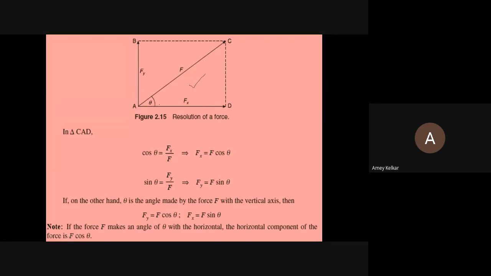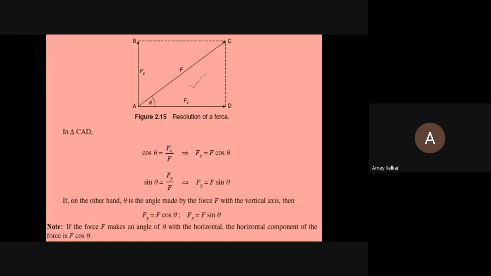What we observe is, the definition of cos theta: anyone? Adjacent upon hypotenuse, right. Adjacent upon hypotenuse. So from this figure, adjacent is AD and hypotenuse is AC. So we get Fx upon F, which comes out to be cos theta, so Fx equals F cos theta.